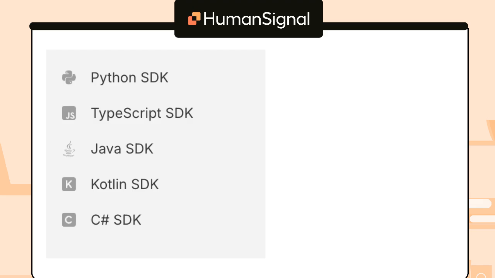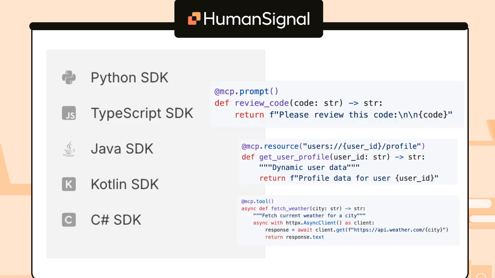Anthropic created a number of SDKs in different languages for quick and easy development of an MCP server. With the Python SDK, you can declare your implementations of the three fundamental primitives for your server using a decorator, minimizing the amount of boilerplate code you need to implement on your own.